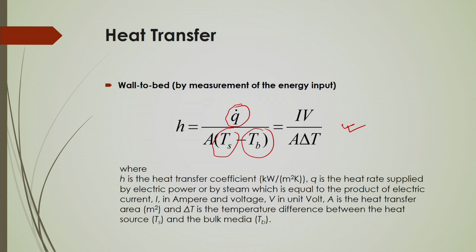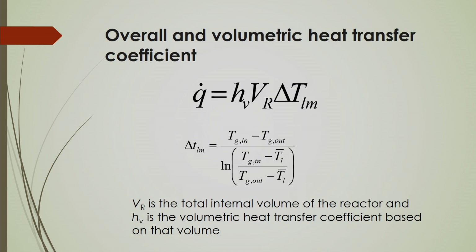the heat source, that is Ts, and the bulk medium, Tb. So, once you know Ts and Tb, then you can easily calculate what the heat transfer coefficient should be for your supply rate of heat. And this heat transfer can be calculated from this equation.